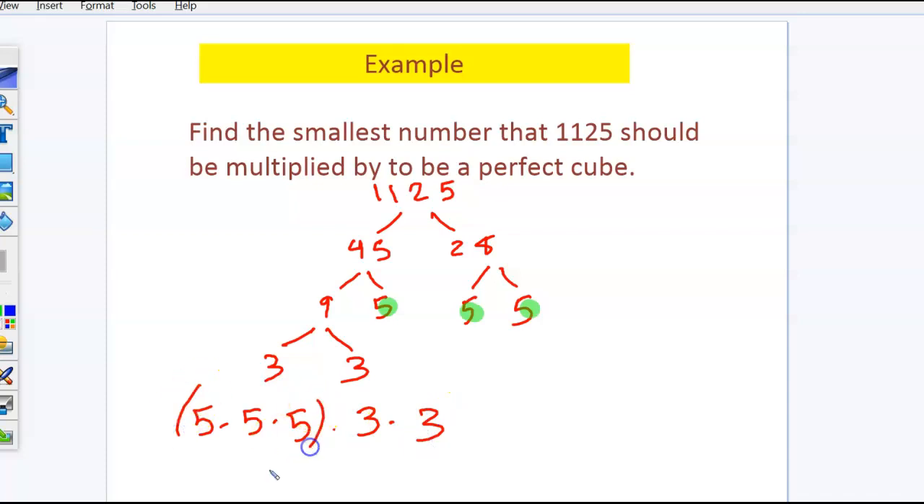So if I do my groupings, because we're doing cube roots, I have 5 times 5 times 5, and I am missing 1 3 here to have a group of 3. So that means I basically have to multiply 1125 by 3 to make it a perfect cube.